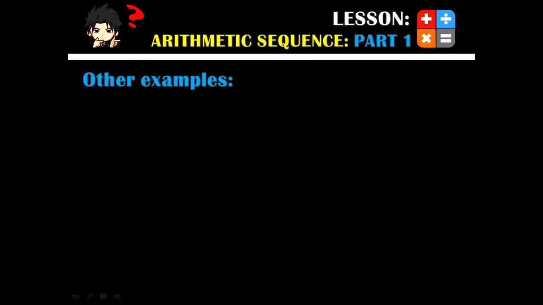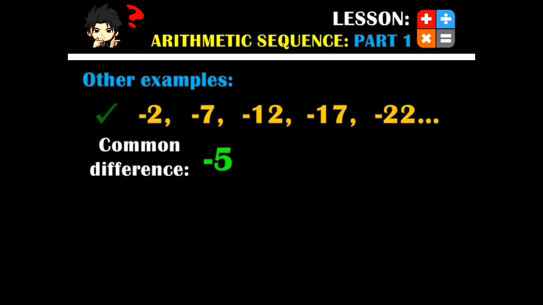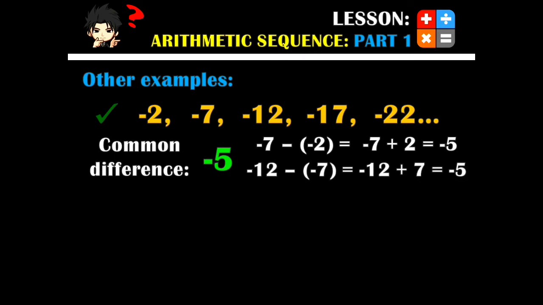Let's discuss more examples. Is this an arithmetic sequence? Yes, this is an arithmetic sequence. The common difference is negative 5. How? Negative 7 minus negative 2 is equal to negative 7 plus 2, which is equal to negative 5. Or, you can subtract negative 12 and negative 7 to get negative 5.